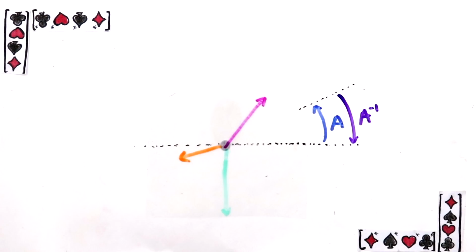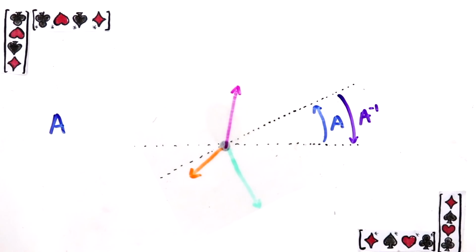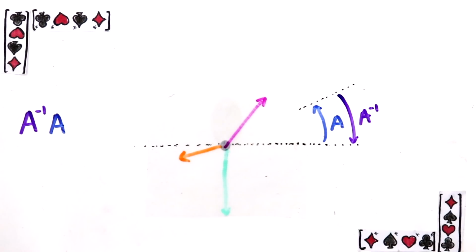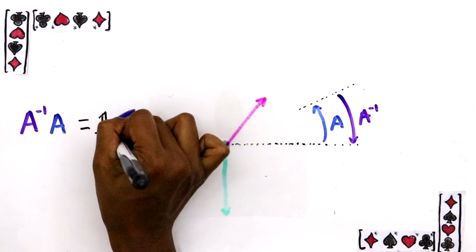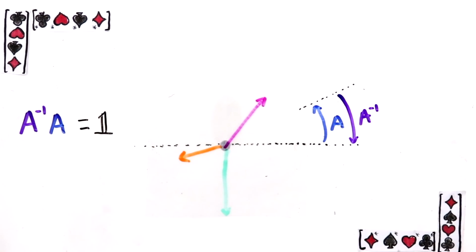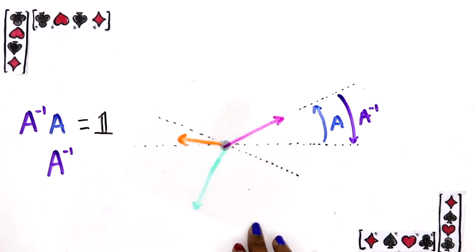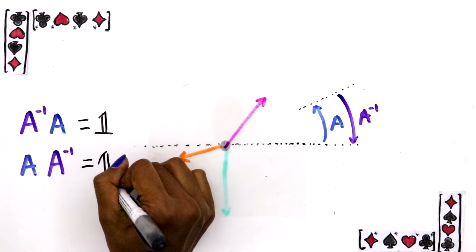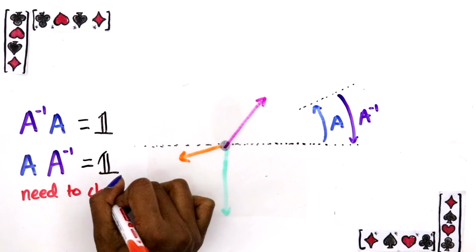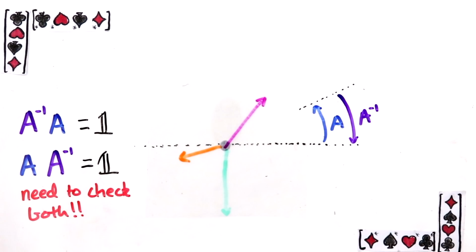So the inverse of A, if it exists, has the property that if you do A and then A inverse, it's like applying the identity matrix. But we will require one more thing, that A undoes A inverse as well. If you apply A inverse and then A, that's also like you did nothing. You need to check both of these, as we'll see later.